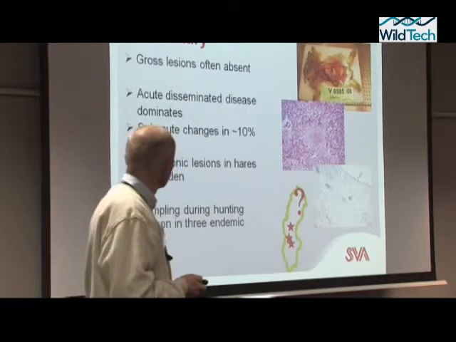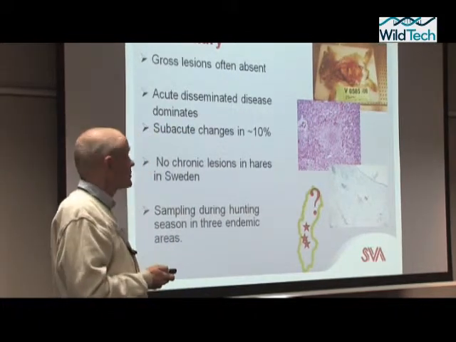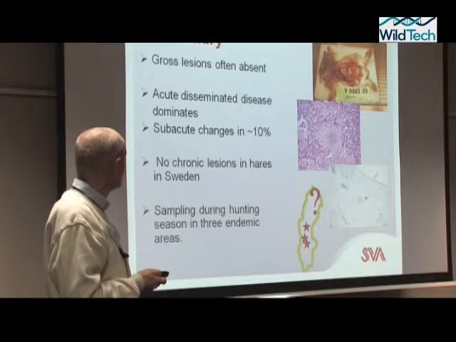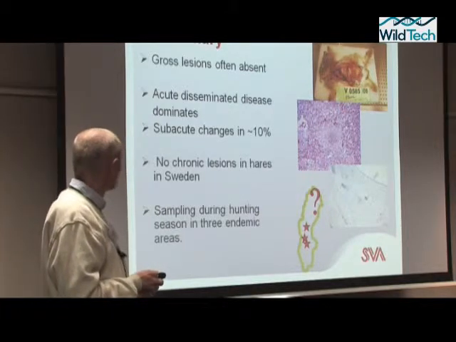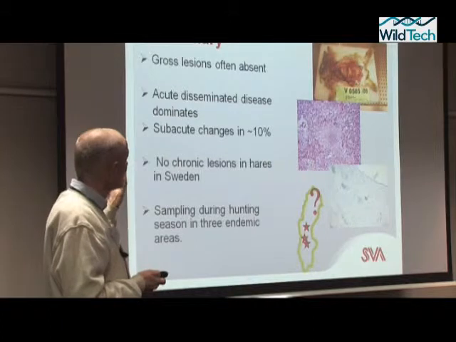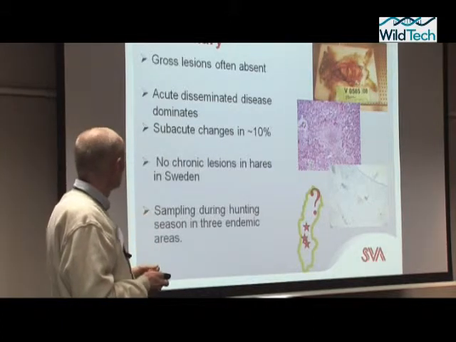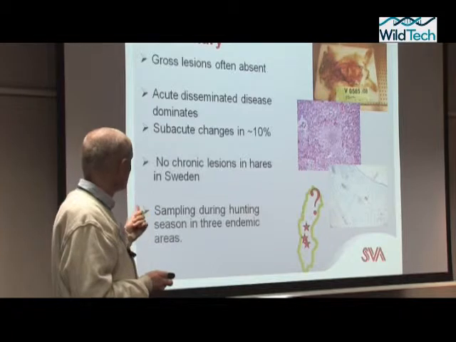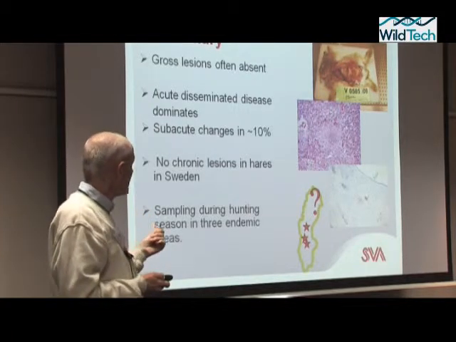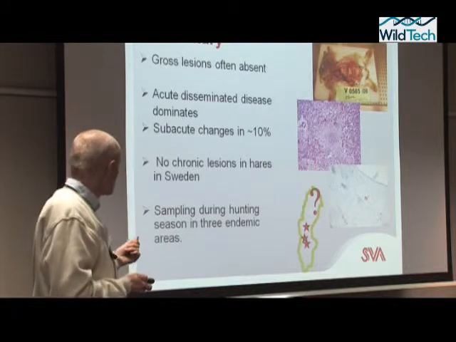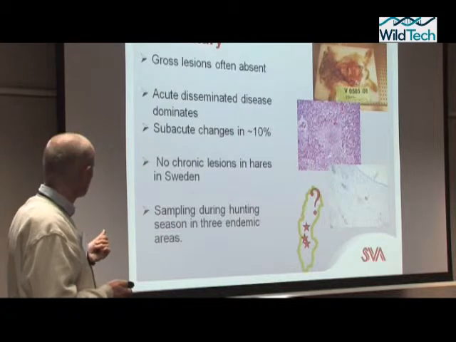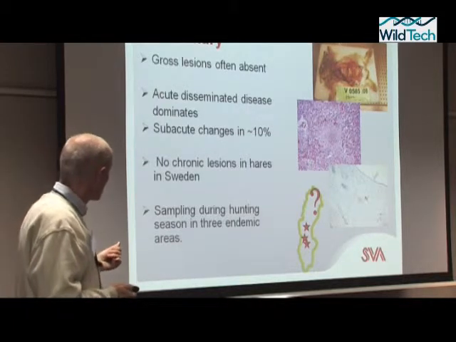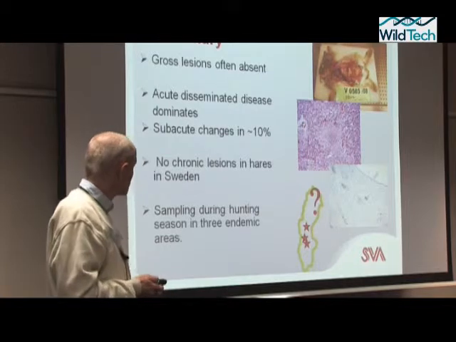So, in summary, we can say that the classical picture of an acute disease is true, but we also have subacute changes in certain organs in about 10% of the hares. The gross lesions are not always to be trusted when you do a necropsy, and we have not found any chronic lesions so far. But to further investigate the possibility of chronic carriers, we have started serologic testing of hares collected during hunting in 3 endemic areas in Sweden.